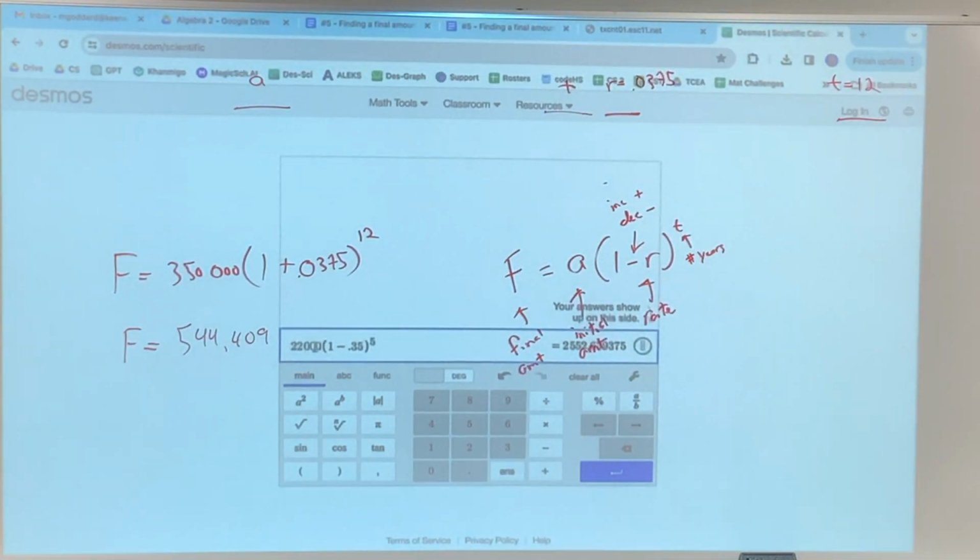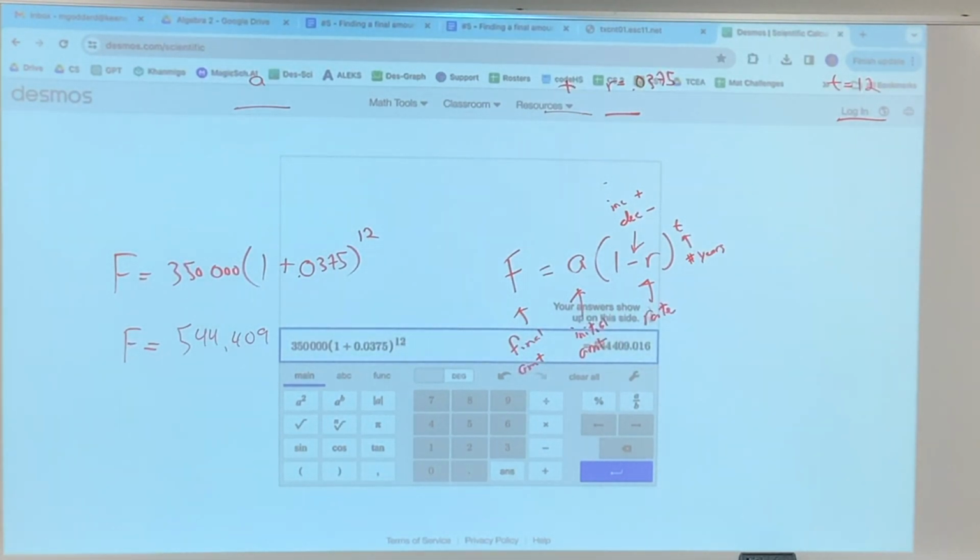So instead of this, we'll just change this to 350,000 times the quantity, 1 plus 0.0375, and then raise that to the power of 12.